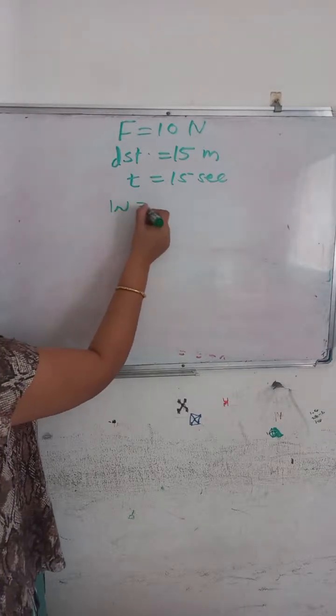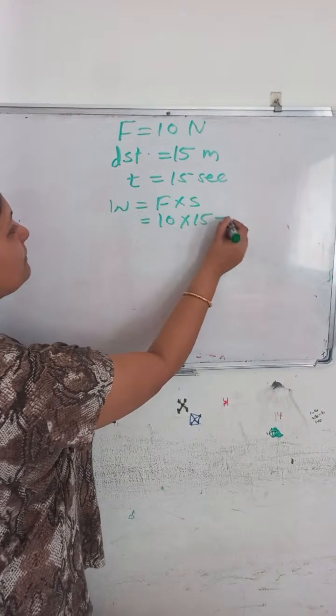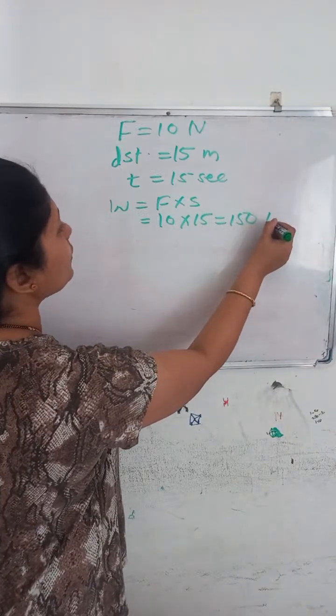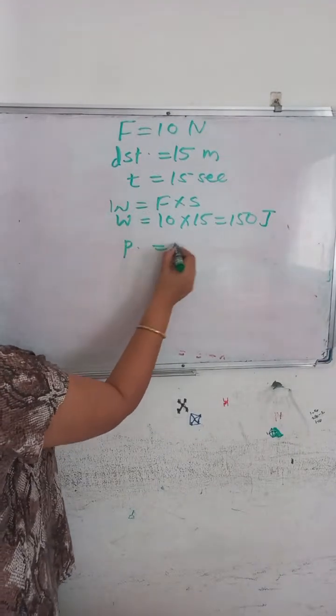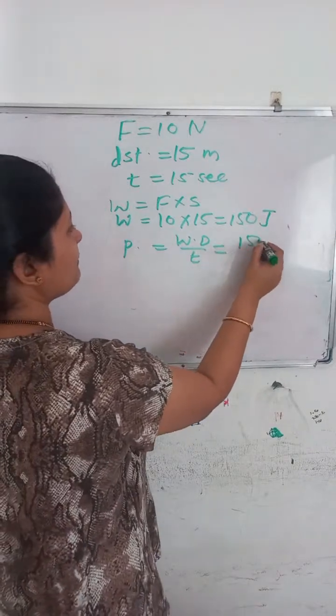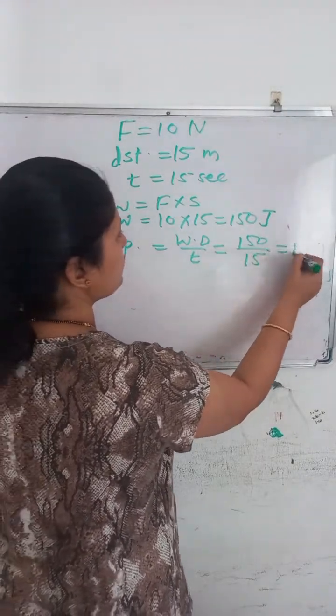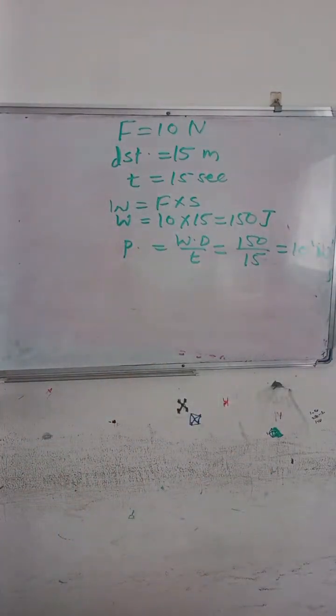Work done is easy, no? Force into displacement. Force is 10, displacement is 15, that is 150 joule is the work done over here, and power is nothing but what? Work done by time. So work done is here 150 and time is 15. So 10 watt of power is consumed over here. Are you getting this? Understood? Is everyone getting what I am explaining?